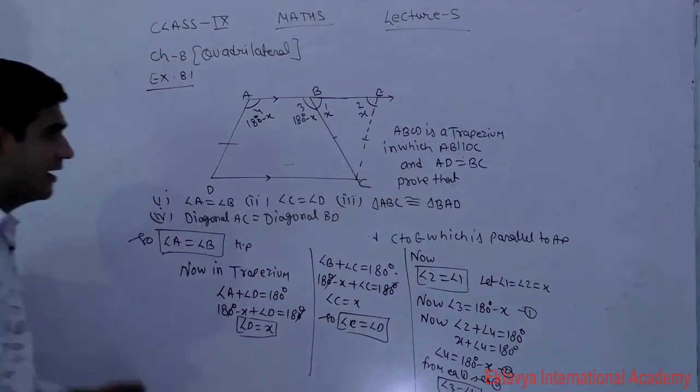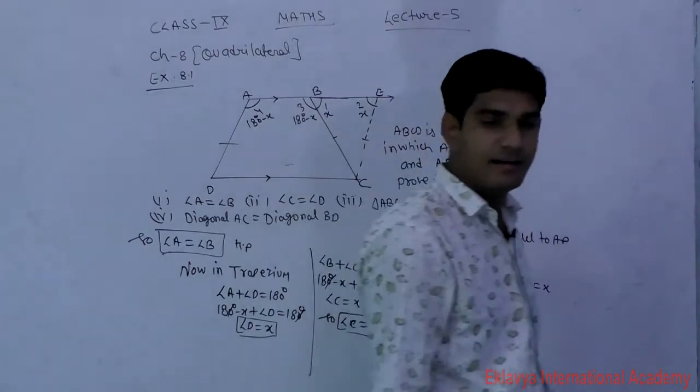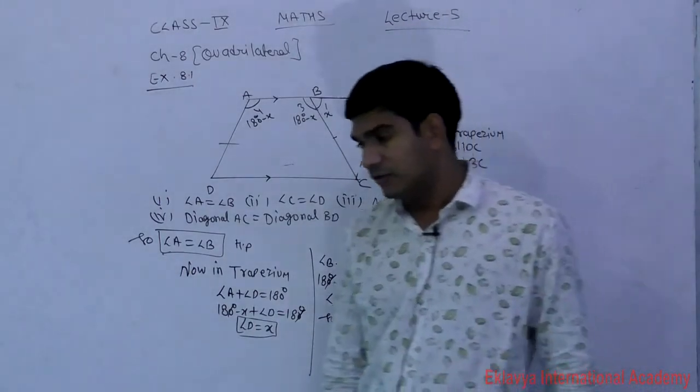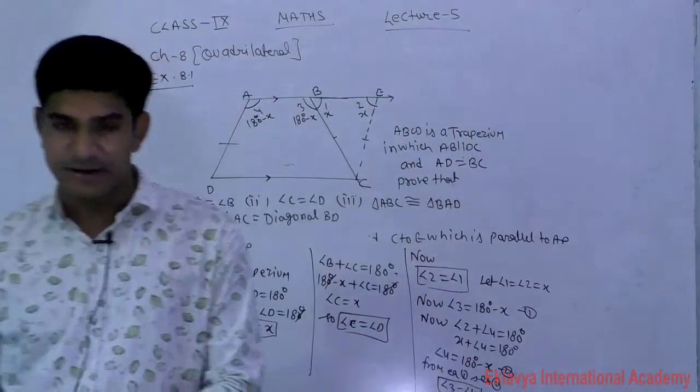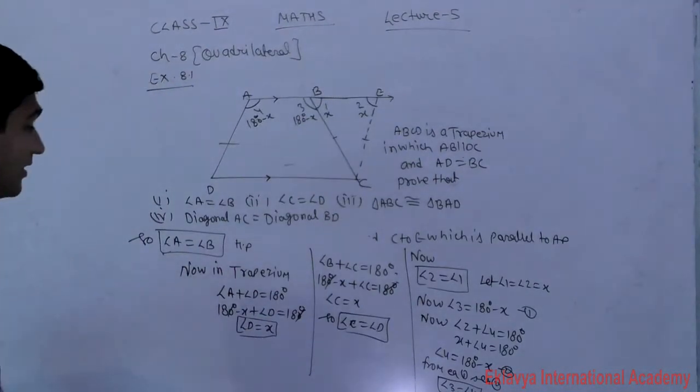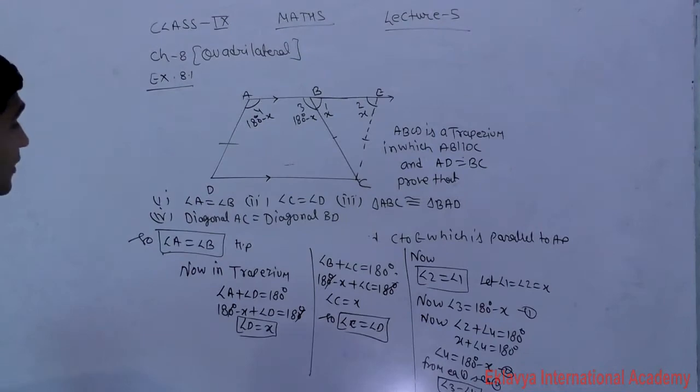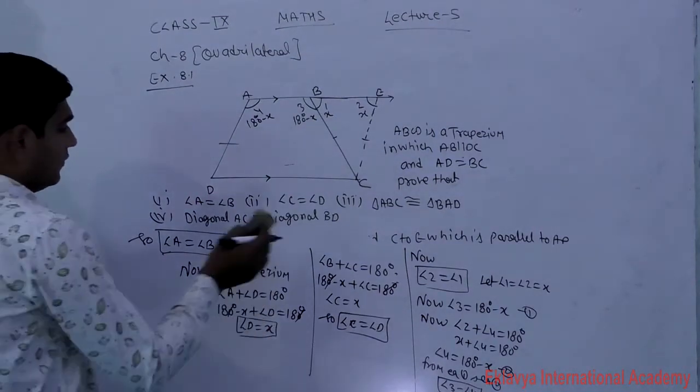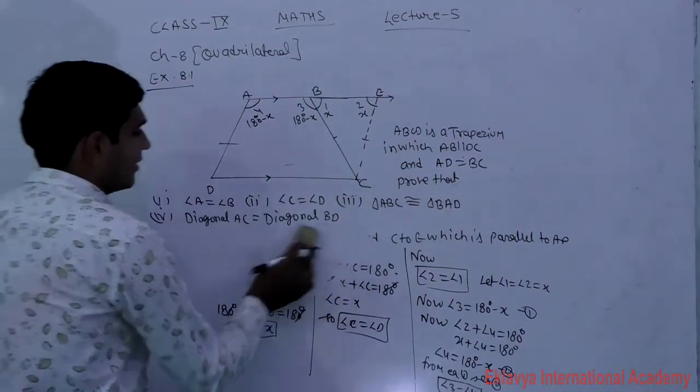आपने क्या प्रूफ कर दिया? एंगल C किसके इक्वल है? एंगल D के इक्वल है. Understand? So firstly we have proved here that angle A is equal to angle B. Second, we proved that angle C is equal to angle D. Now how will we prove that these triangles are congruent?